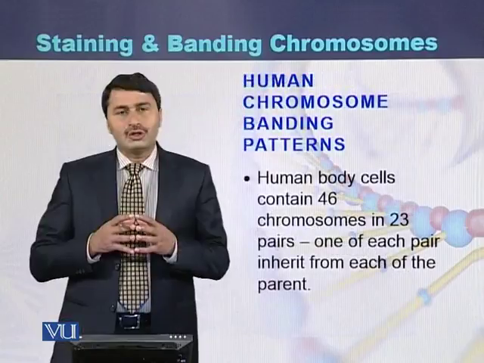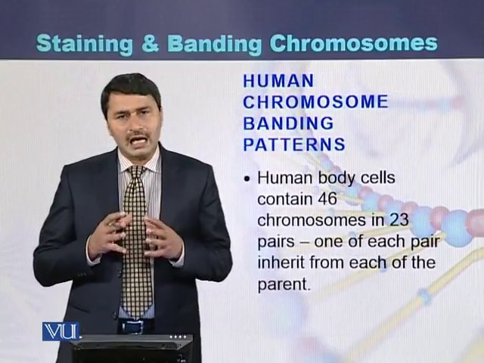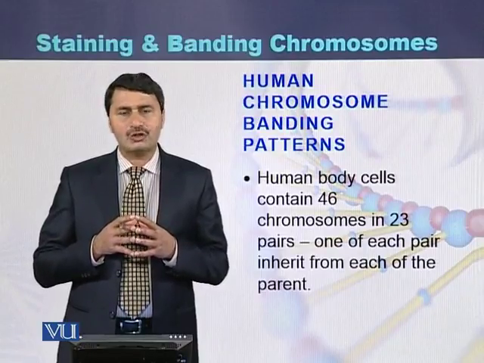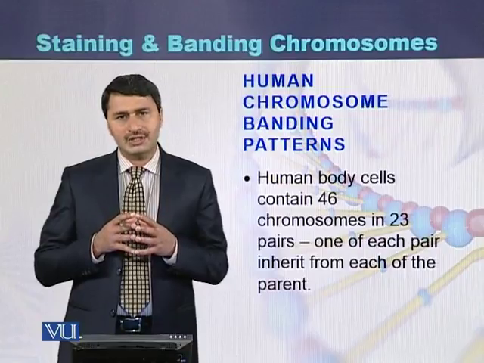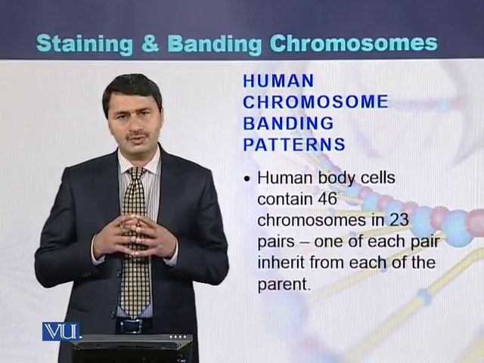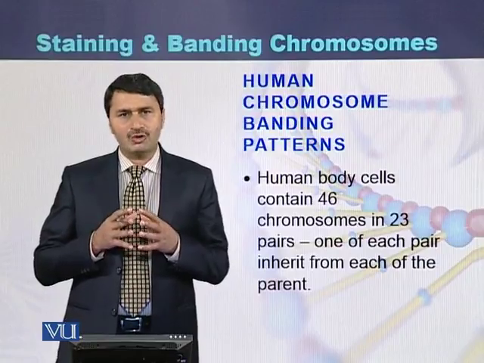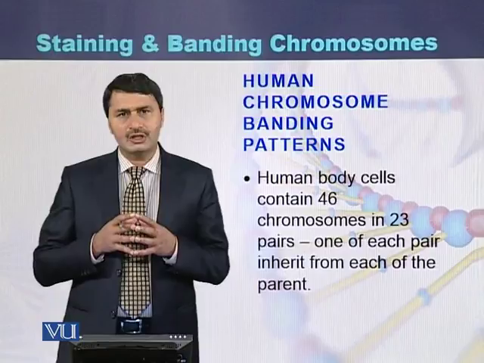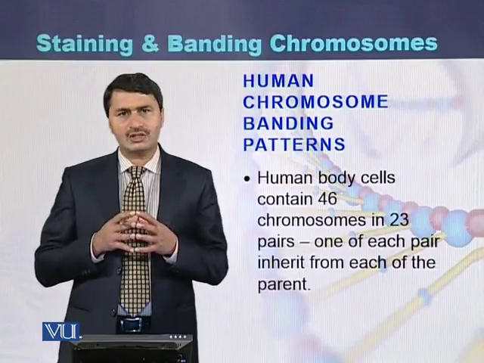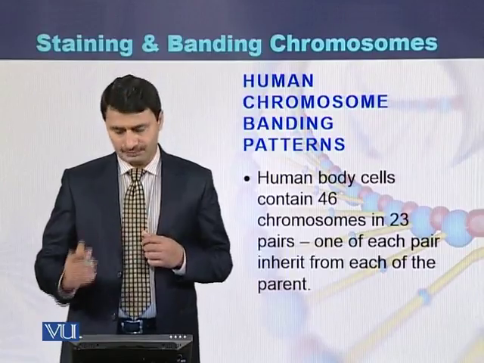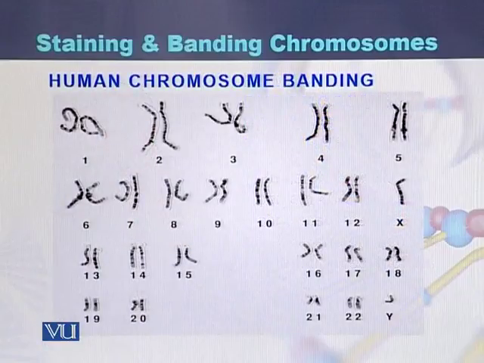This type of banding where centromeres have been stained is called C banding. Human chromosomes can also be stained and studied for karyotyping. In case of humans, there are 46 chromosomes that consist of 23 pairs. Out of these 23 pairs, 22 are called autosomes and 1 pair of chromosomes is called sex chromosomes.